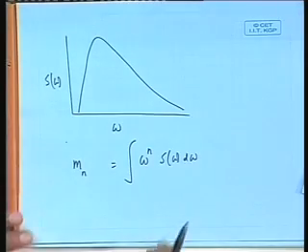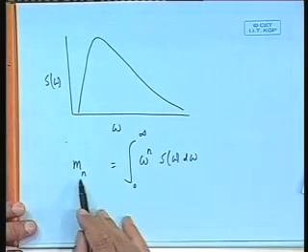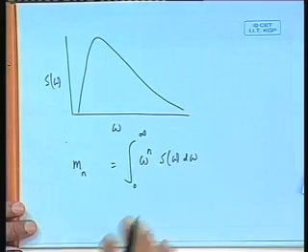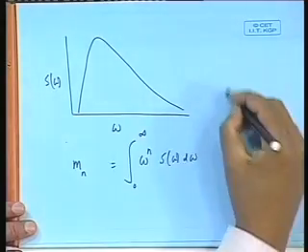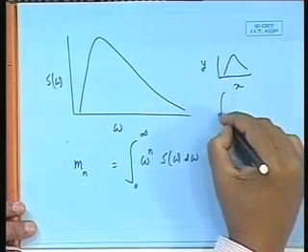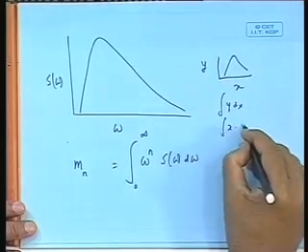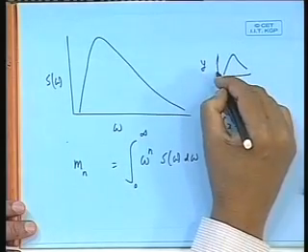What is Mn? Tell me what is Mn. Mn represents the nth moment of this area. See, if there is a graph here, this is x here, this is y here. Integration of y dx is the area under the graph. Integration of x into y dx will be the moment of the graph about this line.